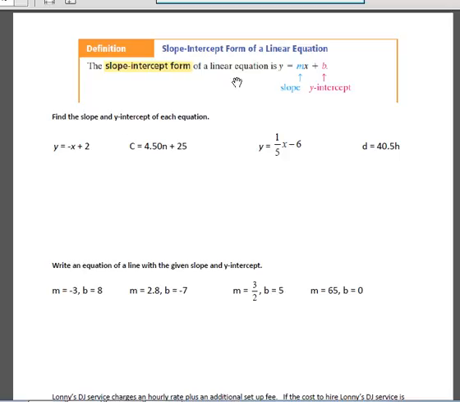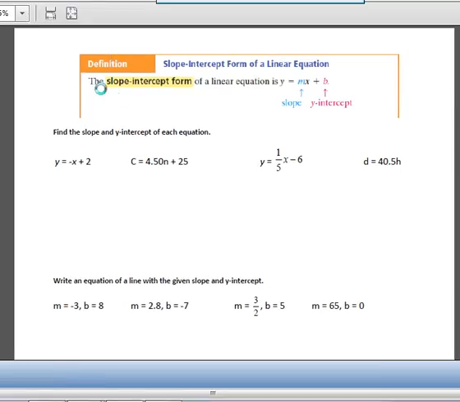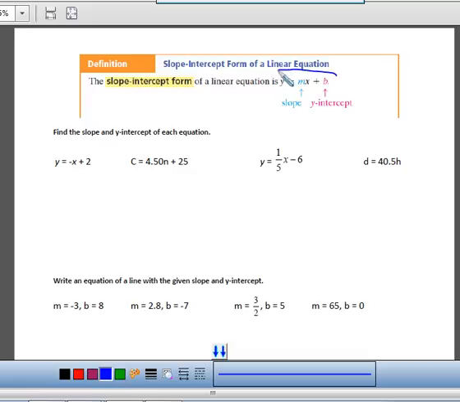So here we have a little review of what we're talking about with our slope-intercept form of a linear equation. It's y equals mx plus b. You're finding slope, you're finding y-intercept. Y and x are the variables. Those stay y and x until you get an input or an output value. M and B are the things we're trying to find.